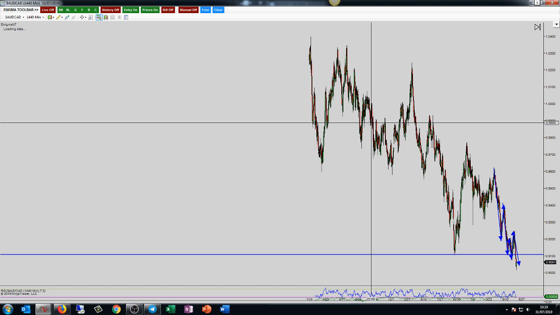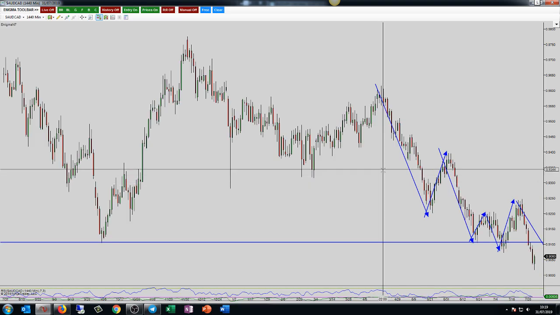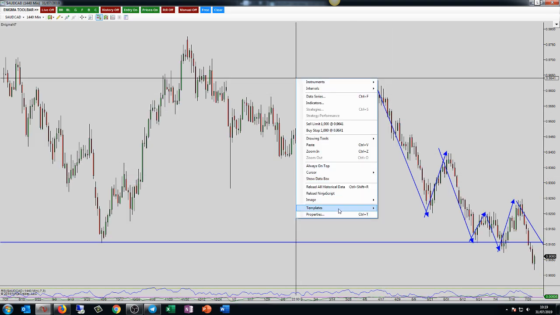I tend to only have 1,000 candles loaded. It can make my computer run a bit slow if I have more than that. I actually have 13 charts open all the time, so I do like to keep it to around 1,000 candles. But does anybody have anything on the Aussie dollar CAD?